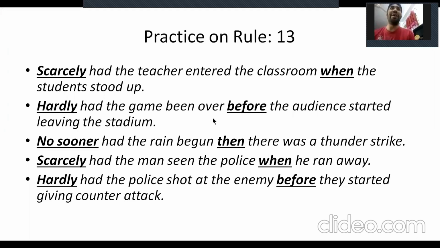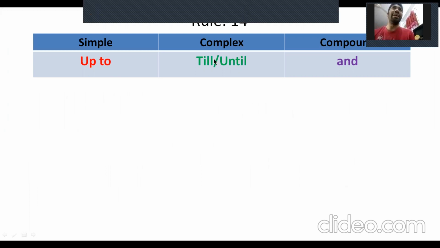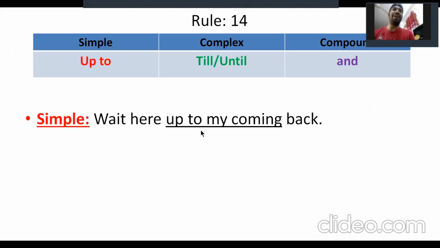Let us move on to the next part, which is on Rule 14. In the simple form, we have up to. To make this sentence complex, we need to use till or until, and in compound, we need and. For example, wait here up to my coming back. This is an imperative sentence in which the only subject is you. So the first part begins with a verb, wait. Wait here up to my. This up to is to be changed to till or until to make this sentence complex.